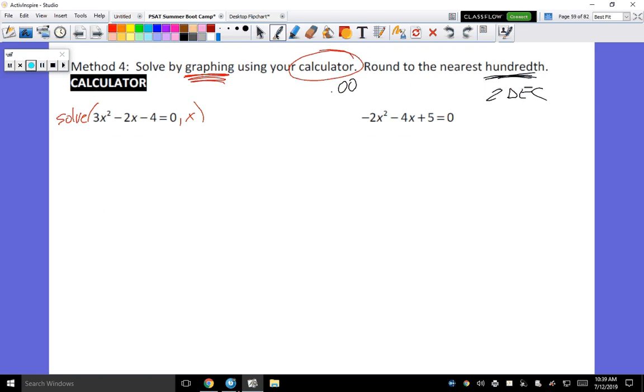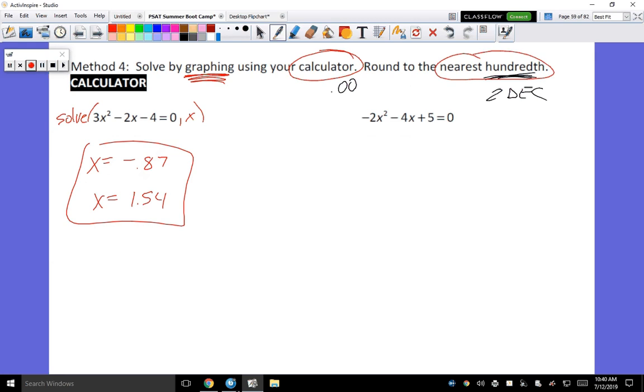Alright, so our instruction said to the nearest hundredth. So we would say negative 0.87 and 1.54. Questions? Can we answer in roots? Well, you could answer in roots, but specifically it told you to do the nearest hundredth. Okay? Alright. So let's do the next one.